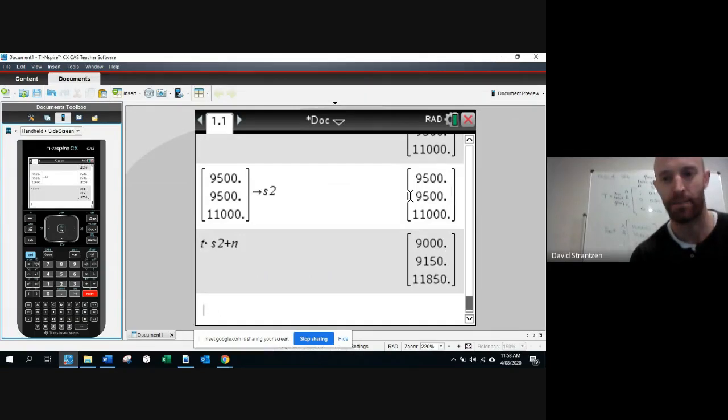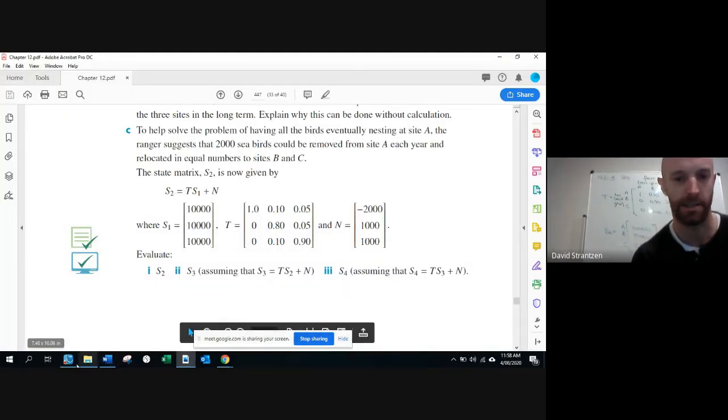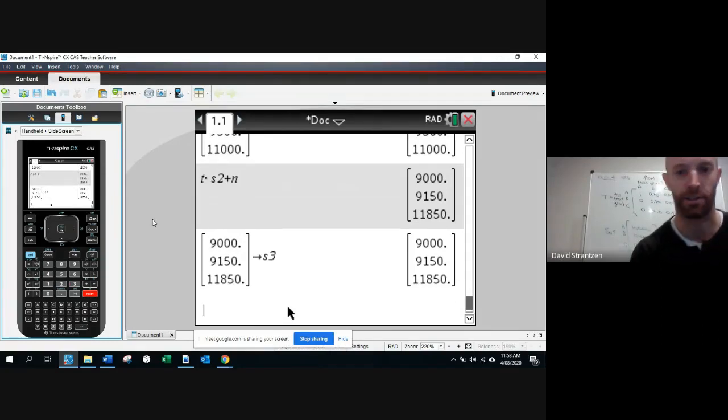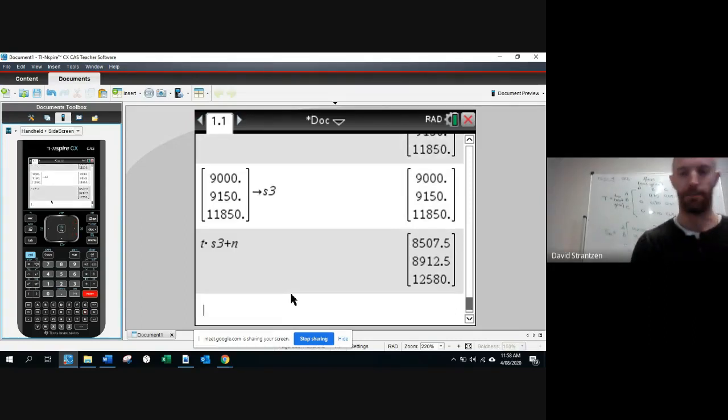Now this is the breakdown between the three sites. Okay, and I also want to work out what S4 is. So I'm going to have to store this one as S3. So every time I get a new state matrix, I'm storing it immediately so that I can use it in the next calculation. So my last calculation is T times S3 plus N, and this will give me S4. So that's how many birds are at each location after 4 years.